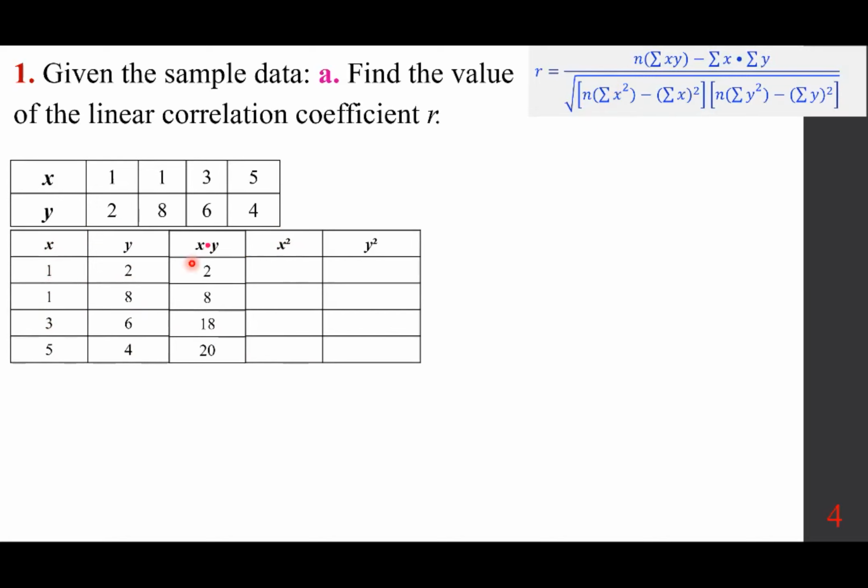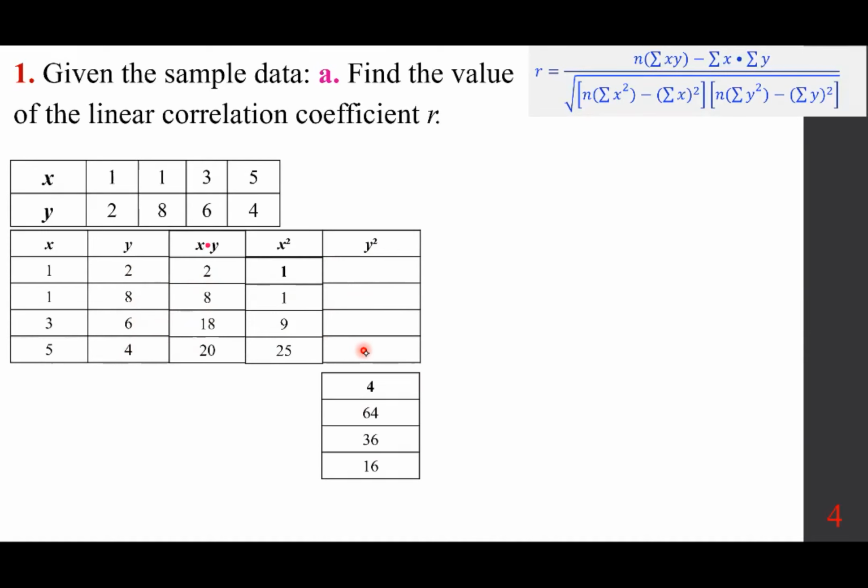So this is the next column. Again, I'm explaining in detail how we arrive at it. Y squared. The reason I'm looking at that is because I need the summation of y squared. So let's do that. That means this column squared: 2 squared becomes 4, 8 becomes 64, 6 becomes 36, 4 becomes 16.